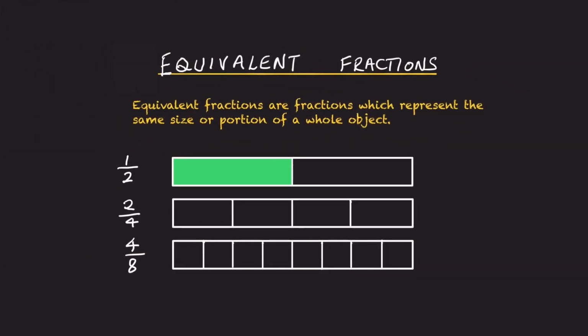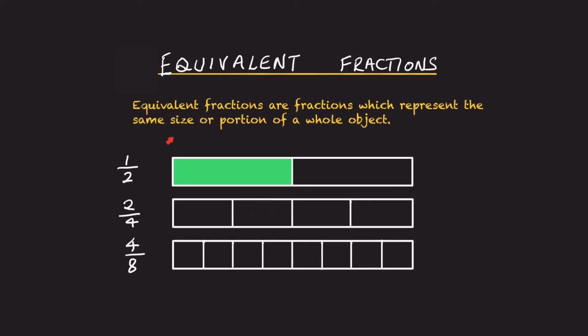So in this lesson, we're going to be looking at situations where we have to be able to change a fraction, but without changing its actual size. And when we do that, we say that we've got an equivalent fraction. So what do we mean by an equivalent fraction? Well, we mean a fraction which represents the same size or portion of a whole object.